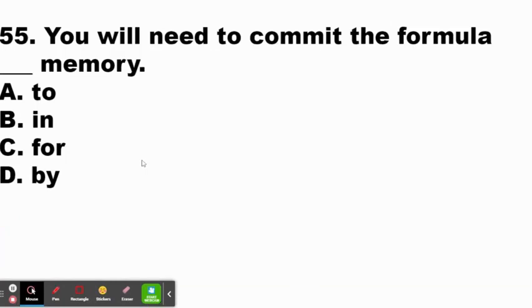55. You will need to commit the formula dash memory. A, to. B, in. C, for. D, by. The correct option is A. You will need to commit the formula to memory. You commit something to memory, and when you commit it to memory, it means you make it unforgettable. You make sure you won't forget it. Okay.